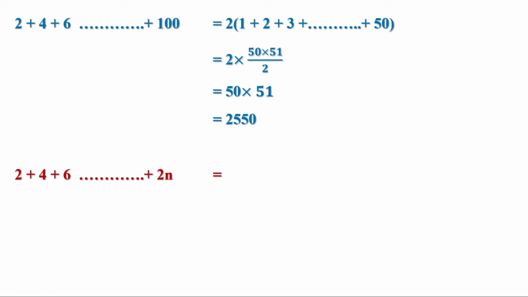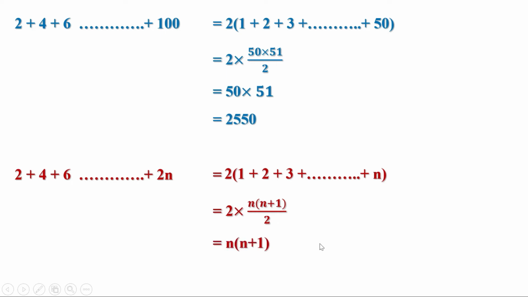Now every even number is a multiple of 2. So taking 2 outside we can write 2 into 1 plus 2 plus 3 plus up to n. Now this is sum of first n natural numbers and we know it is n into n plus 1 by 2. So we can write it as 2 into n into n plus 1 by 2. 2 and 2 get cancelled and we get n into n plus 1. That is, sum of first n even numbers is n into n plus 1.